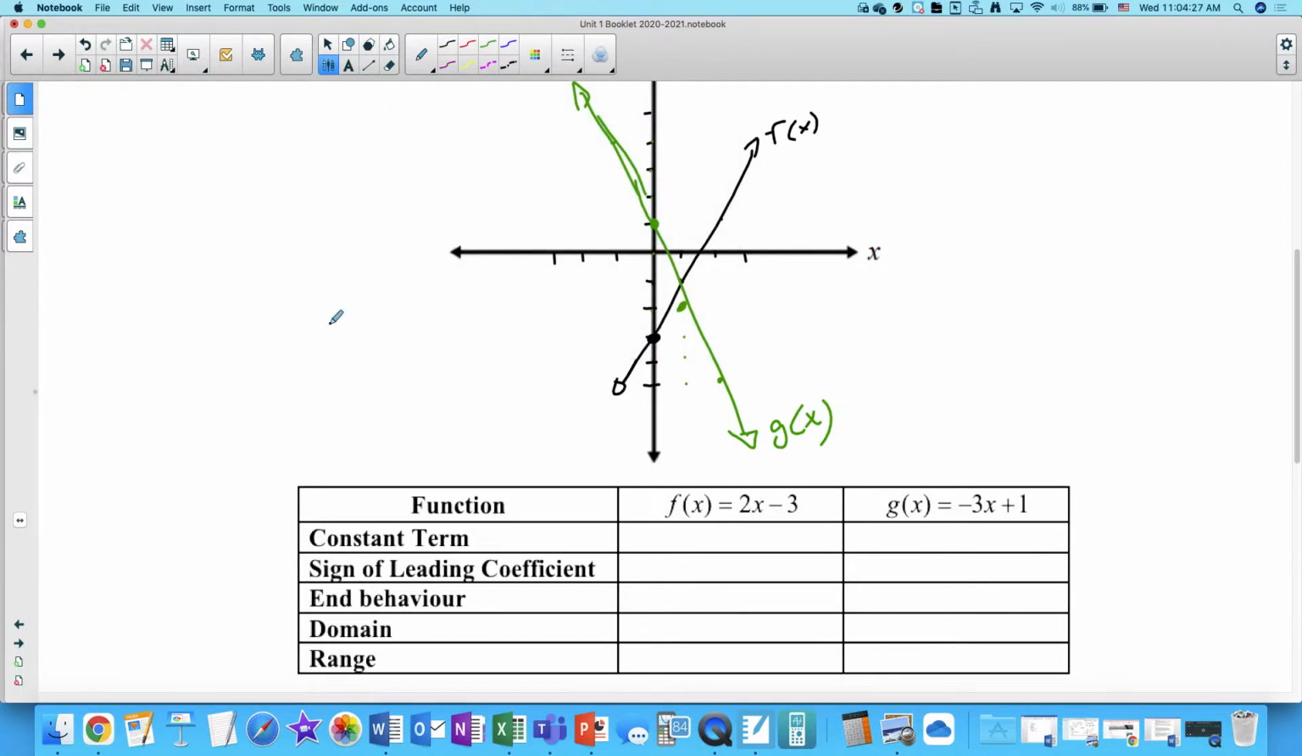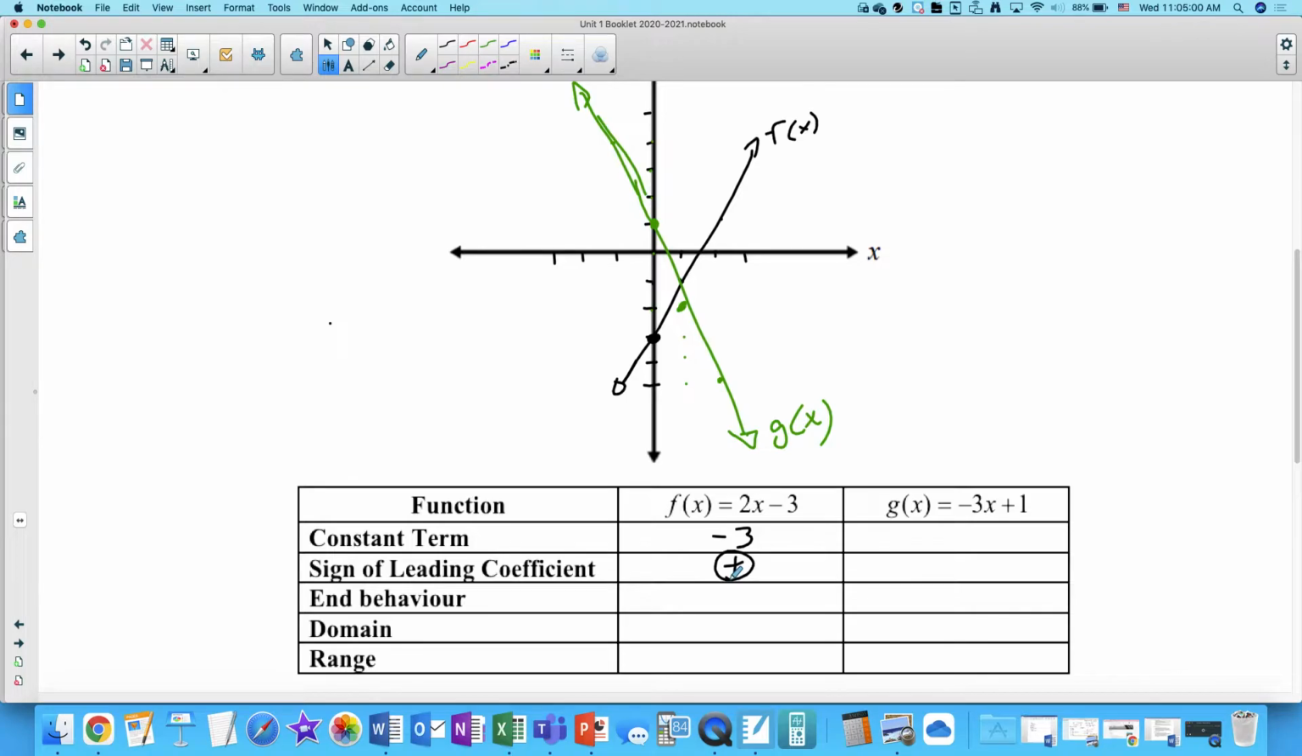what is the constant in this function? Yeah, right. Okay, what is the sign of the leading coefficient? Let's start with what is the leading coefficient? 2. Okay, what's the sign of 2? Positive. Yep. End behavior. Where does f of x start and where does it end? From left to right.